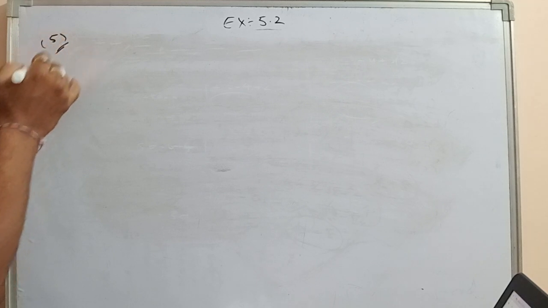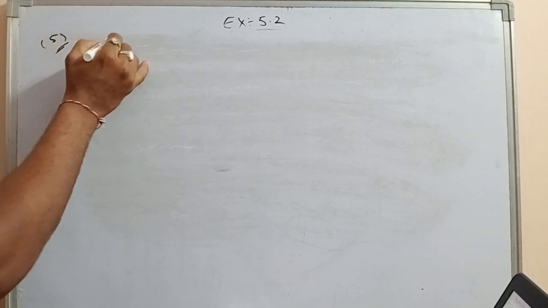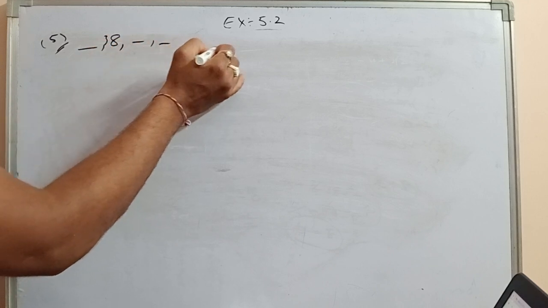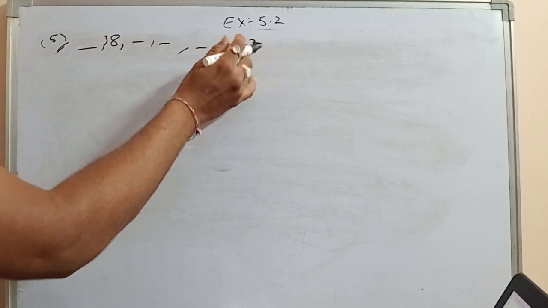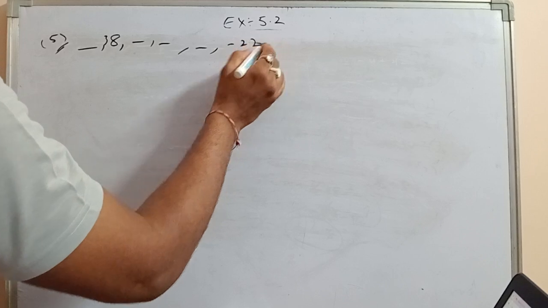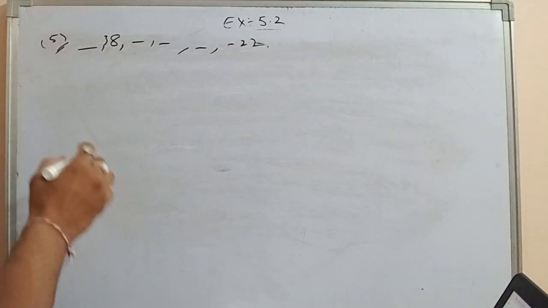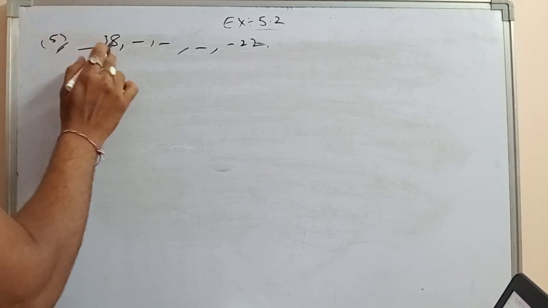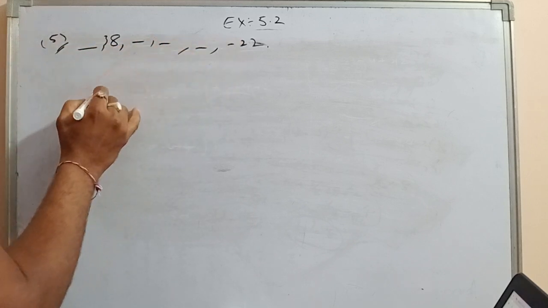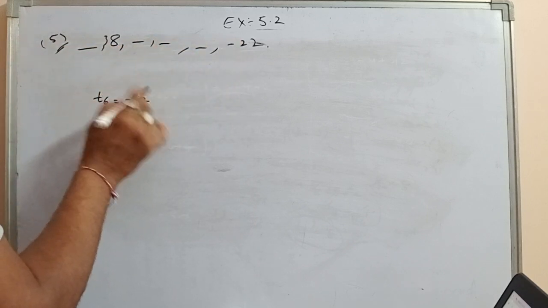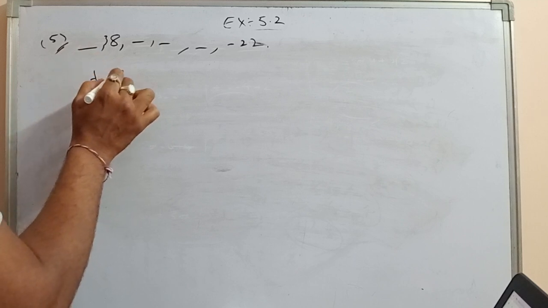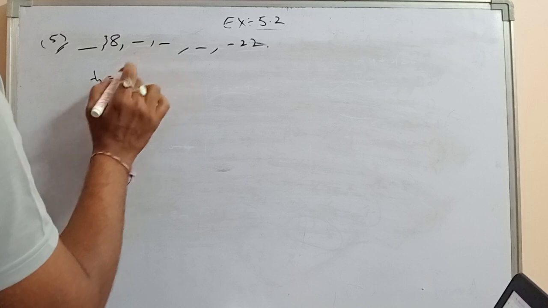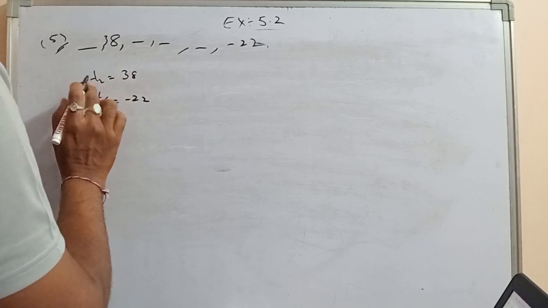In the same way, the given question is 51, dash, 38, dash, dash, dash, minus 22. So here we have T1, T2, T3, T4, T5, T6. T6 will be minus 22 and T2 will be 38. So what is T2?